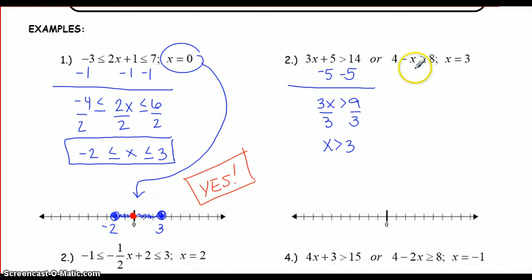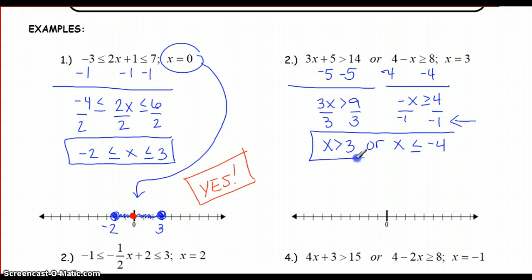Now I'm going to solve the other inequality. Subtract 4 from both sides. We get negative x is greater than or equal to 4. And then we don't want a negative value, so we're going to divide both sides by negative 1. And remember, when we divide by a negative, we have to flip our inequality sign. So here is our answer. X is greater than 3 or x is less than or equal to negative 4.